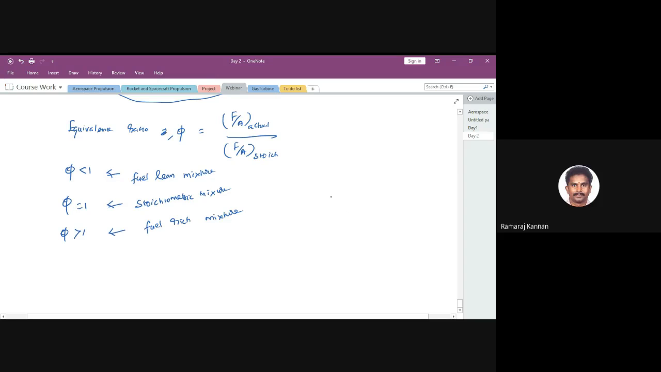The adiabatic flame temperature is the maximum possible temperature. If I look at the variation of adiabatic flame temperature for a hydrocarbon mixture against phi, your T adiabatic goes towards its maximum. You can see the maximum of the adiabatic flame temperature close to phi equal to 1.